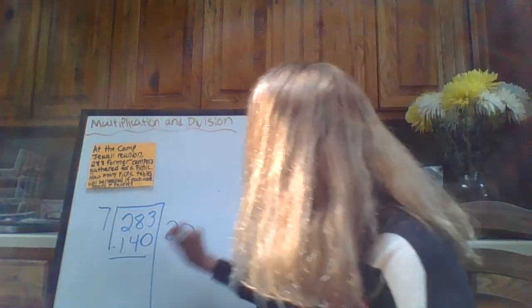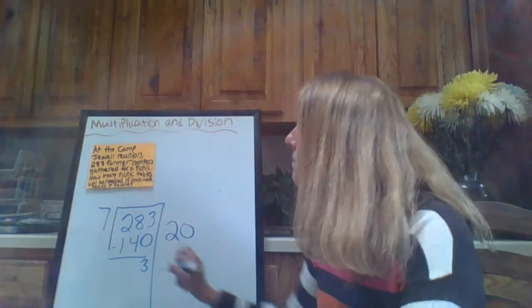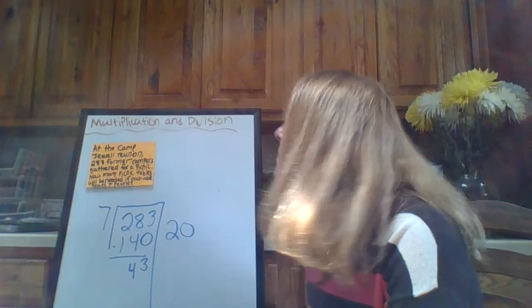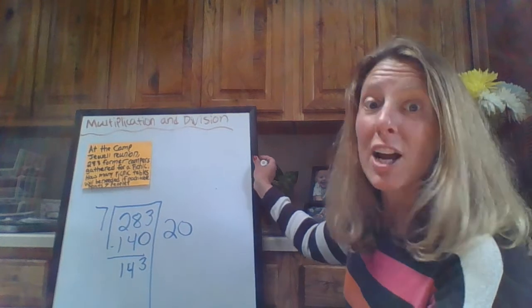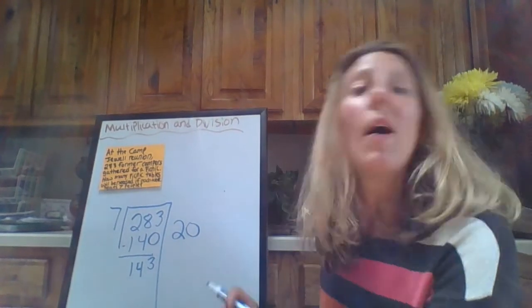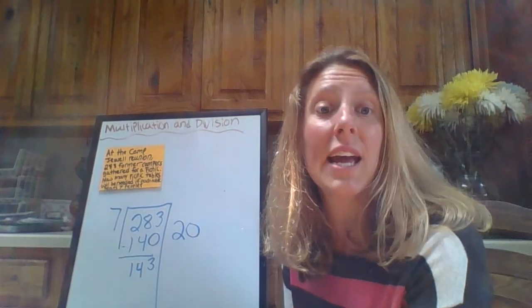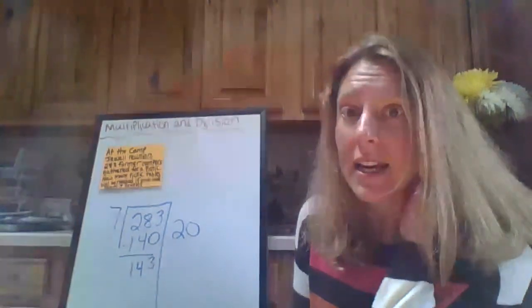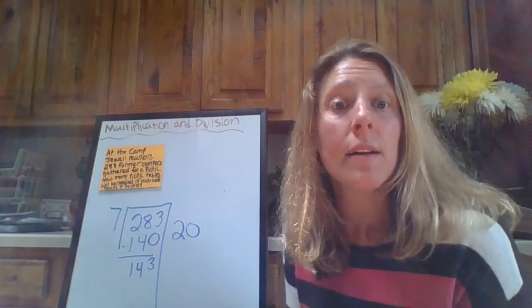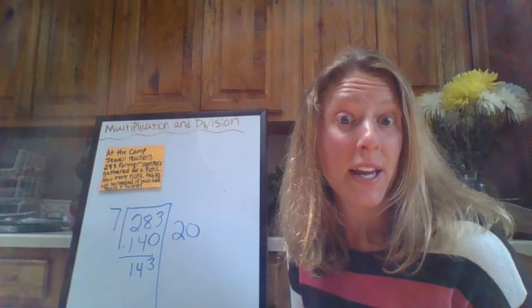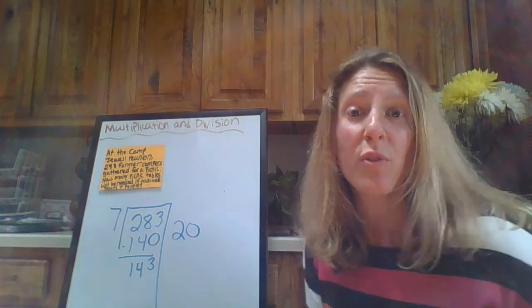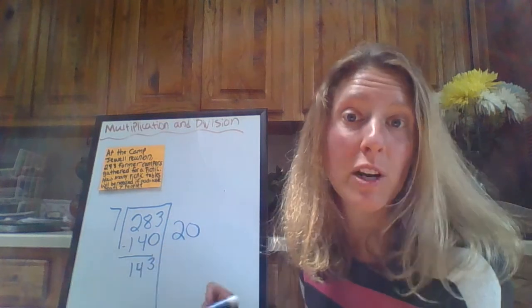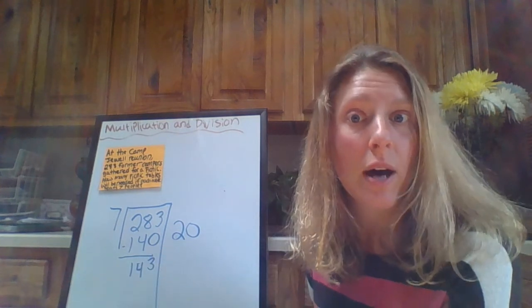Step 2 is to subtract. 3 minus 0 is 3. 8 minus 4 is 4. And then 2 minus 1 is 1. So now I have 143. I could do 10 because I know 10 times 7 is 70, or I could see if I could double it because I know that 20 times 7 is 140, which is still not more than 143, but really close. So I'll do 20 again.